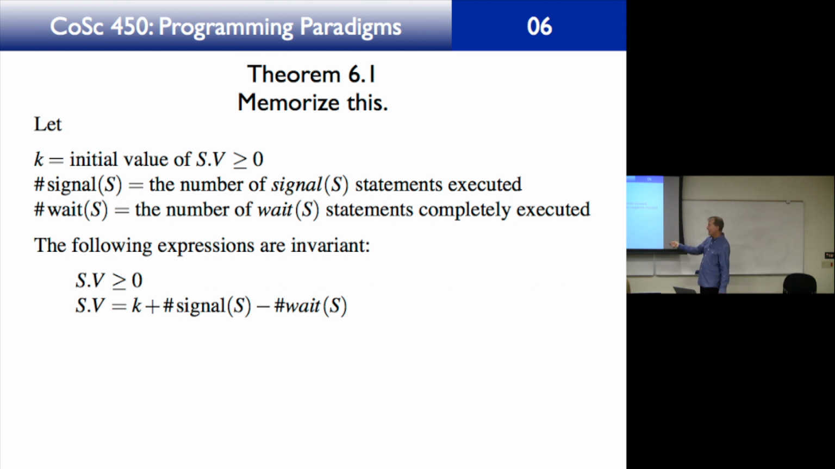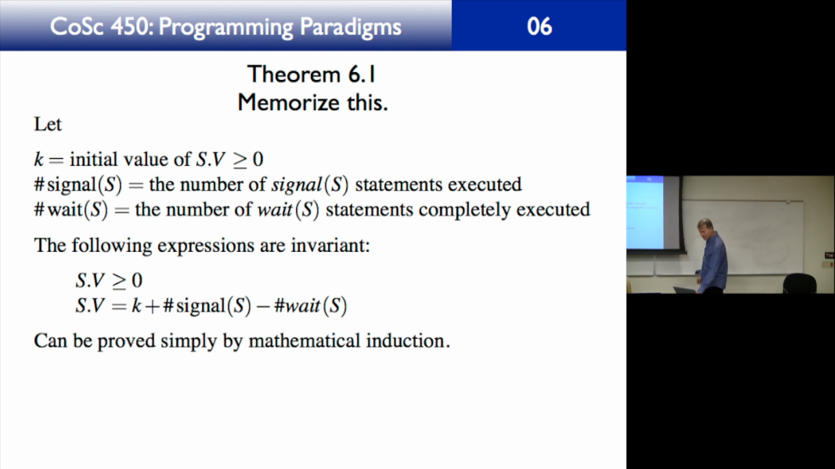And now here's the other one. S dot V equals K plus the number of signal statements executed minus the number of wait statements completely executed. Now, can you see why this is? Because every time you do a signal, you add 1 to V, and every time you do a wait, you subtract. But every time you do a complete wait, you subtract 1. And furthermore, it starts off to be the value K.